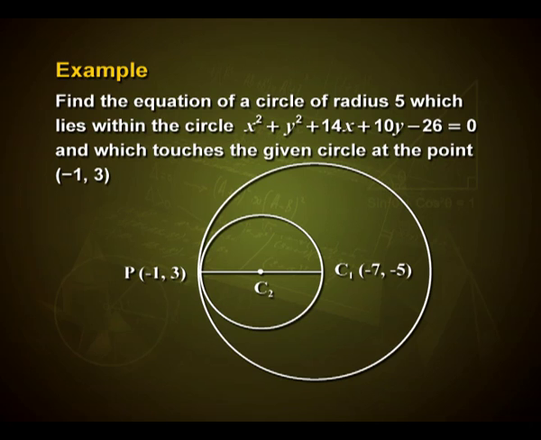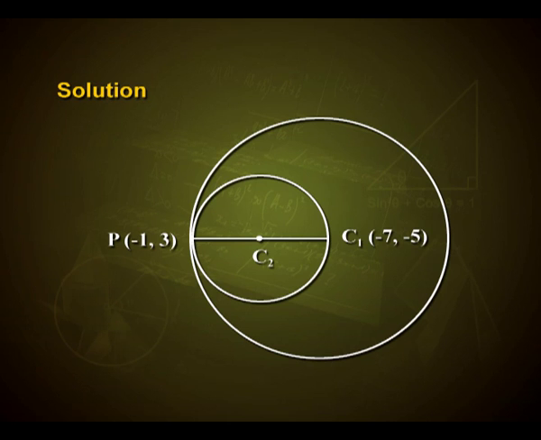See the figure here. We have one circle with center C1 at minus 7 comma minus 5 and another circle with center C2 which is touching the previous circle at point P, that is minus 1 comma 3. Now, let us look into the solution.